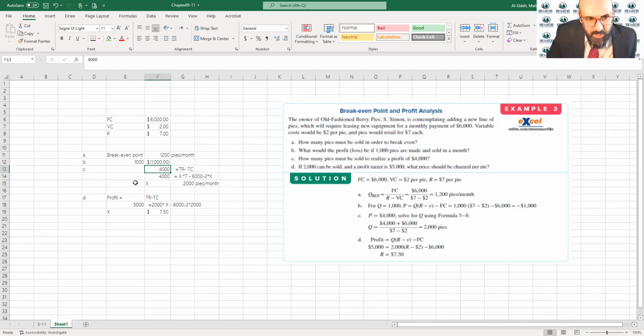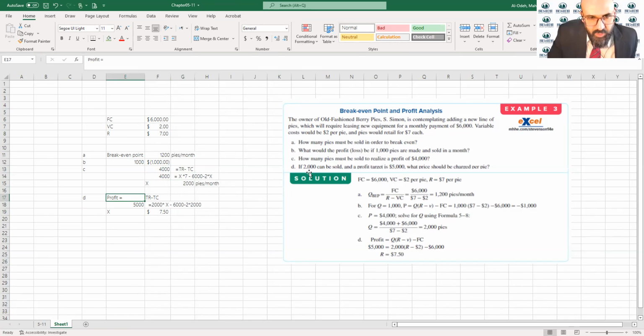Now for part C, which is how many pies we need to make a $4,000 profit. Again, the profit is equal to the total revenue minus the total cost. We have 4,000. The total revenue would be X times 7, that's the sold price, minus the 6,000, which is the fixed cost, minus the 2X, which is the variable cost. Solving this equation for X, in order to make $4,000 in profit, we have to sell 2,000 pies.